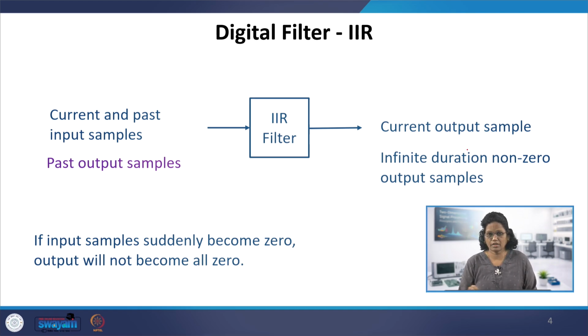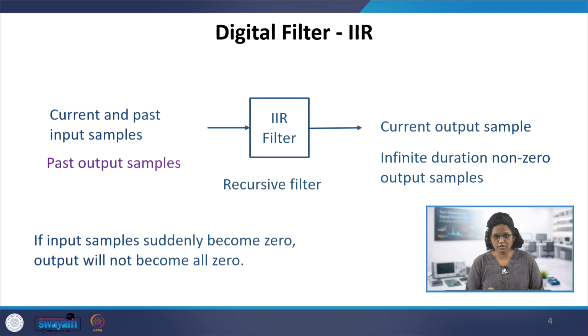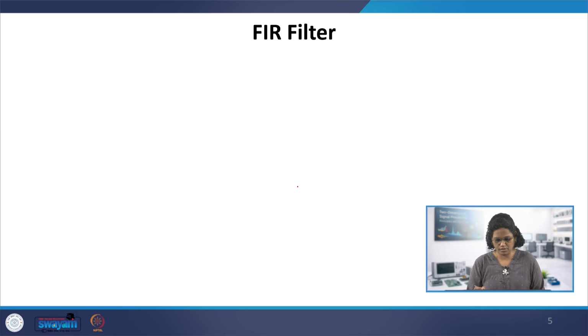So this will have infinite duration non-zero output samples, and if you make the input suddenly 0, that won't be reflected in the output immediately by making the output sample 0. There will be feedback and oscillations and so on, which we would study later. So it's a recursive filter, and FIR is a non-recursive filter.